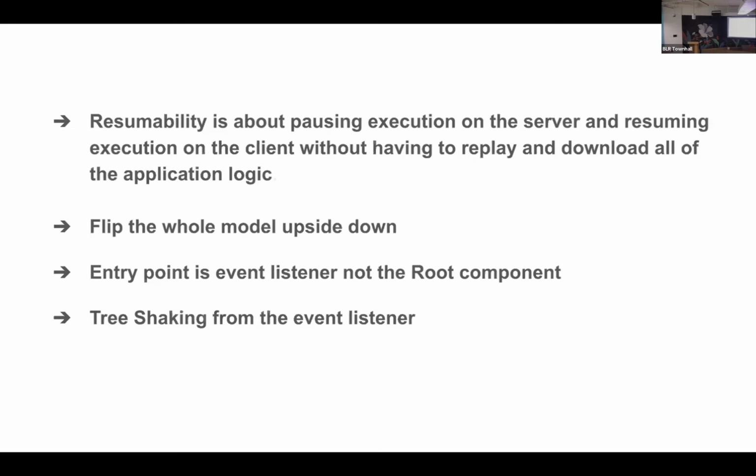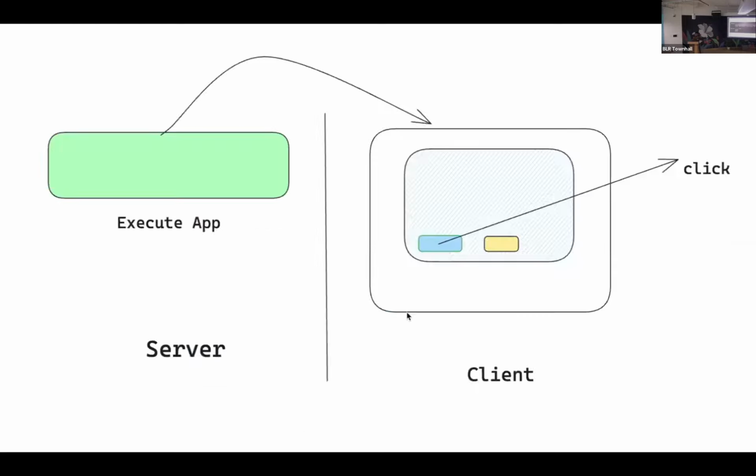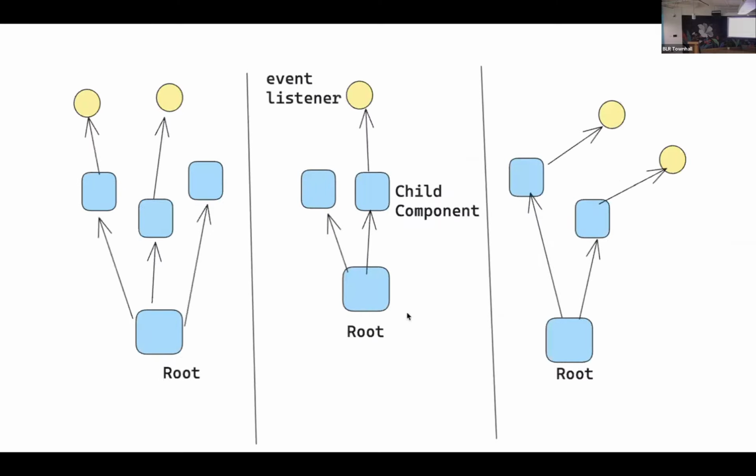Yeah, so let me go to the next part. I will talk about the model that flips the whole model upside down. Let me show you. If you look at this event listener, your component is bound to that event listener, meaning your component points to the event listener. You have to execute the component to get that event listener.